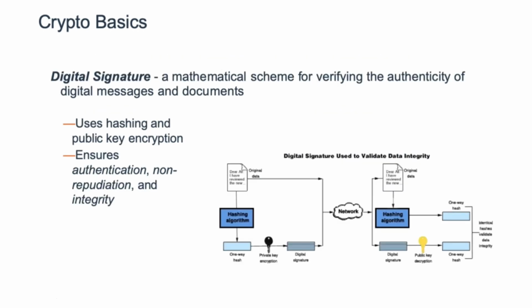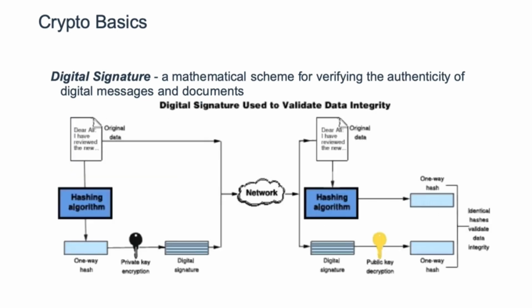Another important concept is digital signatures. It's a mathematical scheme for verifying authenticity of digital messages and documents, and actually uses two of the concepts we've mentioned so far, hashing and public key encryption. And the way it's done is, let's say, a message that's sent from one party to another. It is hashed, and the hash is signed with a private key. And the receiving party can, when the message or the file is received, verify the hash and also use the public key to verify that the hash was not altered.